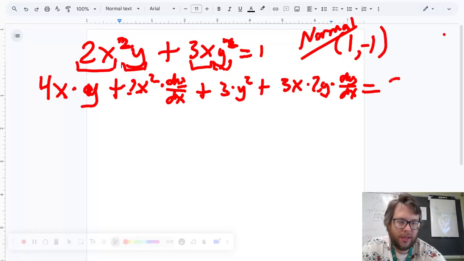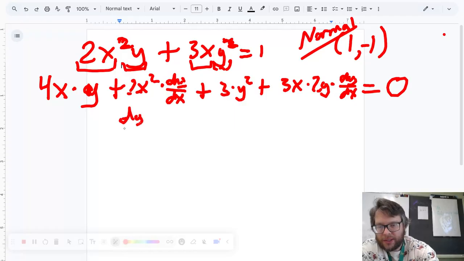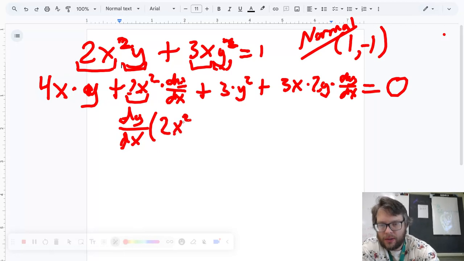The derivative of 1 is 0. Don't forget about that. A lot of students forget about that. The number 1 is a constant. Constants have 0 slope. If I collect my dy dx terms, I can see that dy dx was multiplied by 2x squared here, and multiplied by 3x times 2y, aka 6xy there.